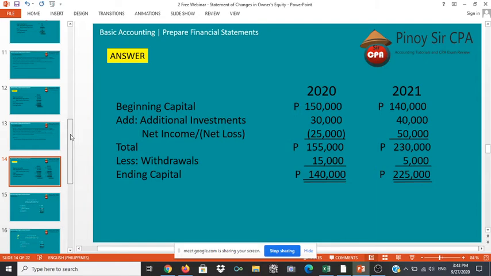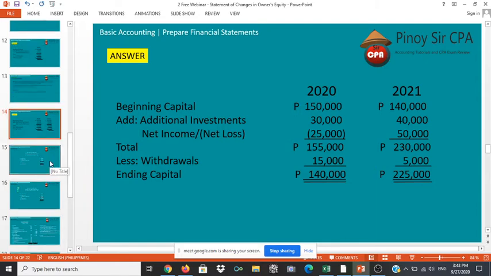Okay. Ganun lang kasimple. Now, this time, mag-prepare na tayo. Okay na. Gagawa tayo ng statement of changes in owner's equity.